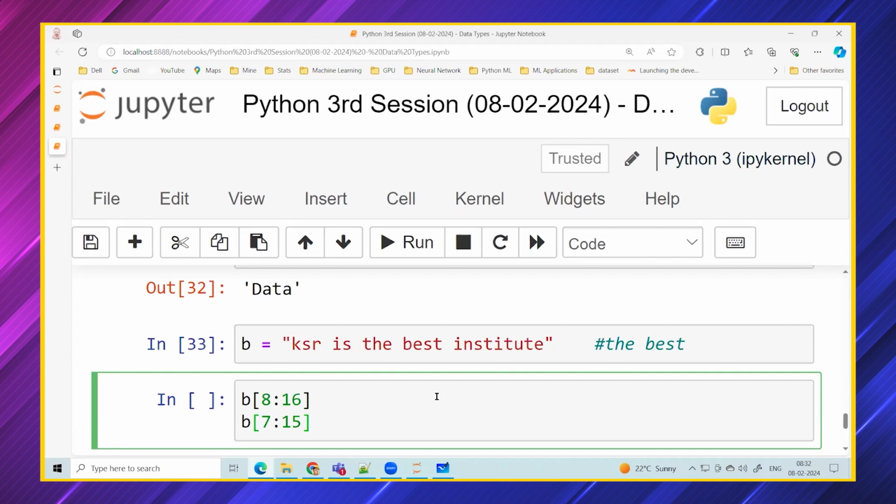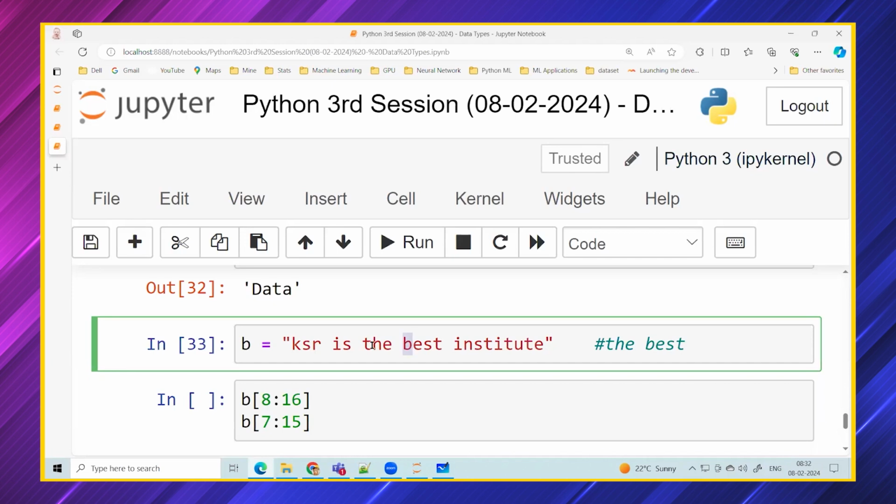If you can tell me why 8 to 16? The starting position is 8 and the ending position is 16. Are you sure this is at 8? Counting 4, 5, 6, 7, yes, that is the 8 position. Some people are saying start with 7, and we'll start with 0th position. Sorry, 7 to 15 only. Start from 0.